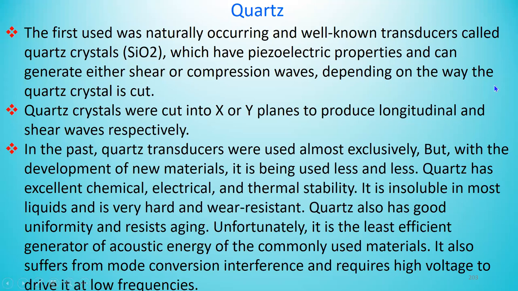So quartz was the first used, a naturally occurring and well-known transducer material called quartz crystal. Quartz crystals were cut into X or Y planes to produce longitudinal and shear waves respectively. So from an X cut crystal, you have a longitudinal wave, and from a Y cut crystal, you have a shear wave. X cut is cut in the XY plane, and Y cut is the ZY plane cut.